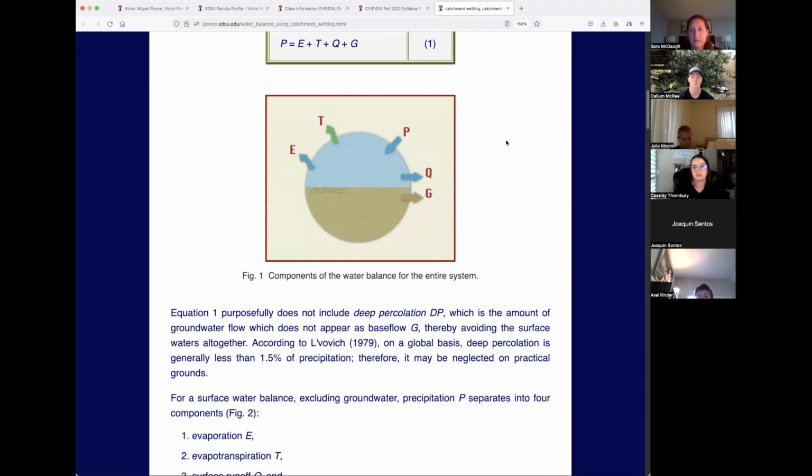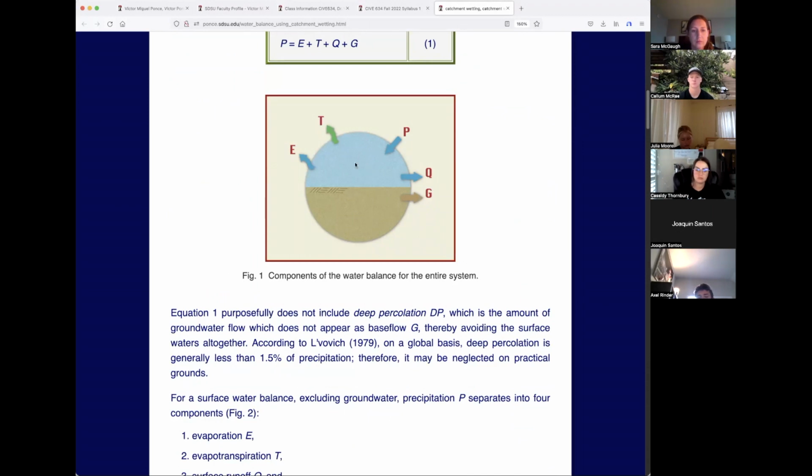Equation, there's a caveat in here. This equation does not include deep percolation. What does that mean? Does it mean that all the water that infiltrates into the ground is going to show up within the control volume? And the answer is maybe, but most likely no.